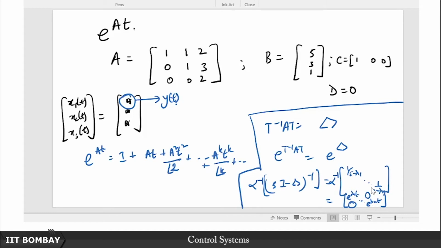So I hope that by now you are convinced that indeed we do not need to resort to Laplace transform at all. The state space method of solving ODEs, or solving for the solutions of this system, is basically independent of the Laplace transform method that you have learned earlier in this course.